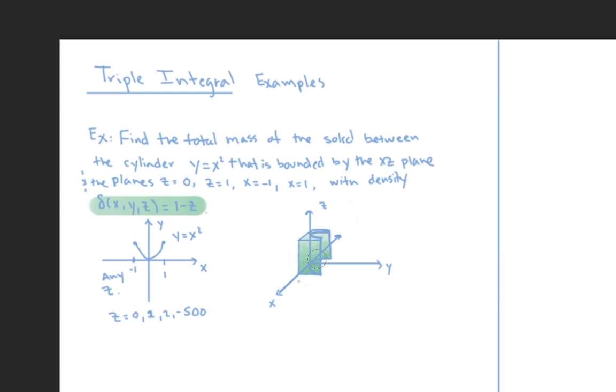Our solid is not uniformly dense. In fact, since the density is 1 minus z, this means the bigger the value of z, the smaller the overall density of the object. So I've tried to color it in here so that it is darker at the bottom. And actually the density would go negative if you went above the z equals 1 value. But that's okay in some applications because this may be charge density instead of mass density.